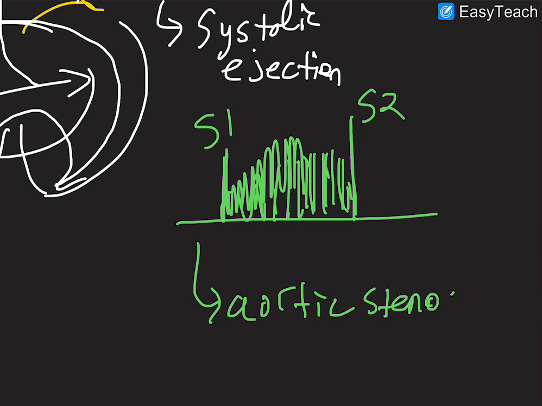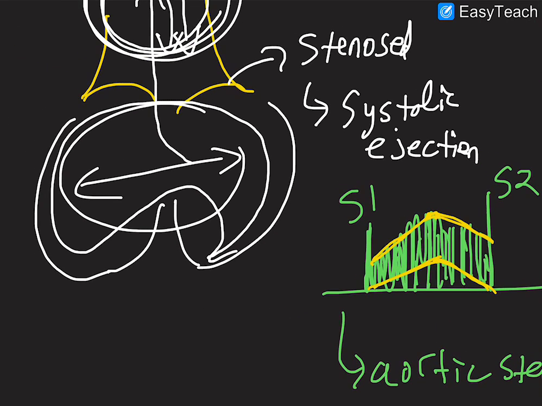We're just talking about this as an example because you're going to have a similar finding in truncus arteriosus if you have a stenosed truncal valve. In aortic stenosis, you're going to have that crescendo-decrescendo murmur. Why? Because you're pumping a lot of blood across the stenosed aortic valve. That's the crescendo, followed by a decreased amount of blood, the rest of the blood going into the aorta, so that's the decrescendo. So you're going to have a similar systolic ejection murmur in truncal valve stenosis. That's one thing to know.